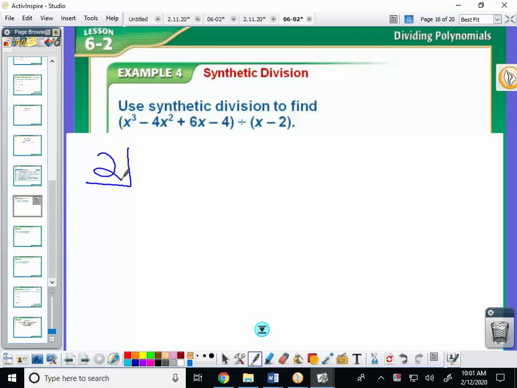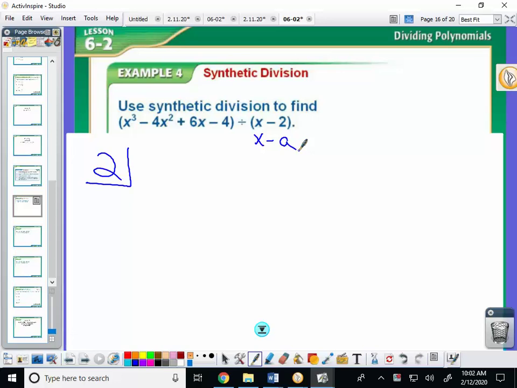Where did 2 come from? Well, it came from right here. This is in the form of x minus a. A is going to go in this box. A is not negative 2, a is just 2. So I want you to think of it as the opposite of what you think it should be.